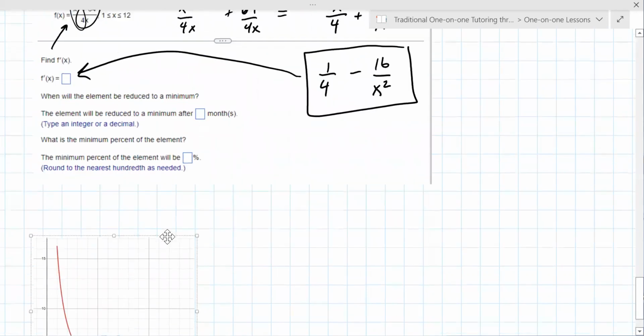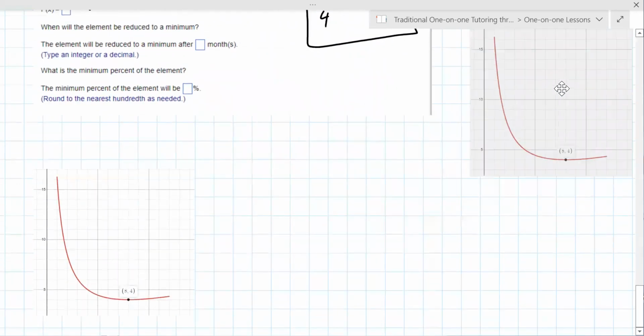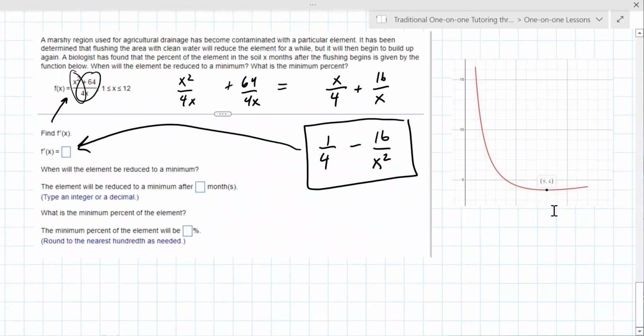All right, so here's the graph, and the graph tells you everything. You can see that there's a min right there at (8, 4). So we just have to figure out where the 8 goes and where the 4 goes. We go back to the problem. It says x months, so the x value is the months. So that's 8 months. And the minimum percent of the element will be, let's see what's going on here. I'm guessing the answer is just 4.